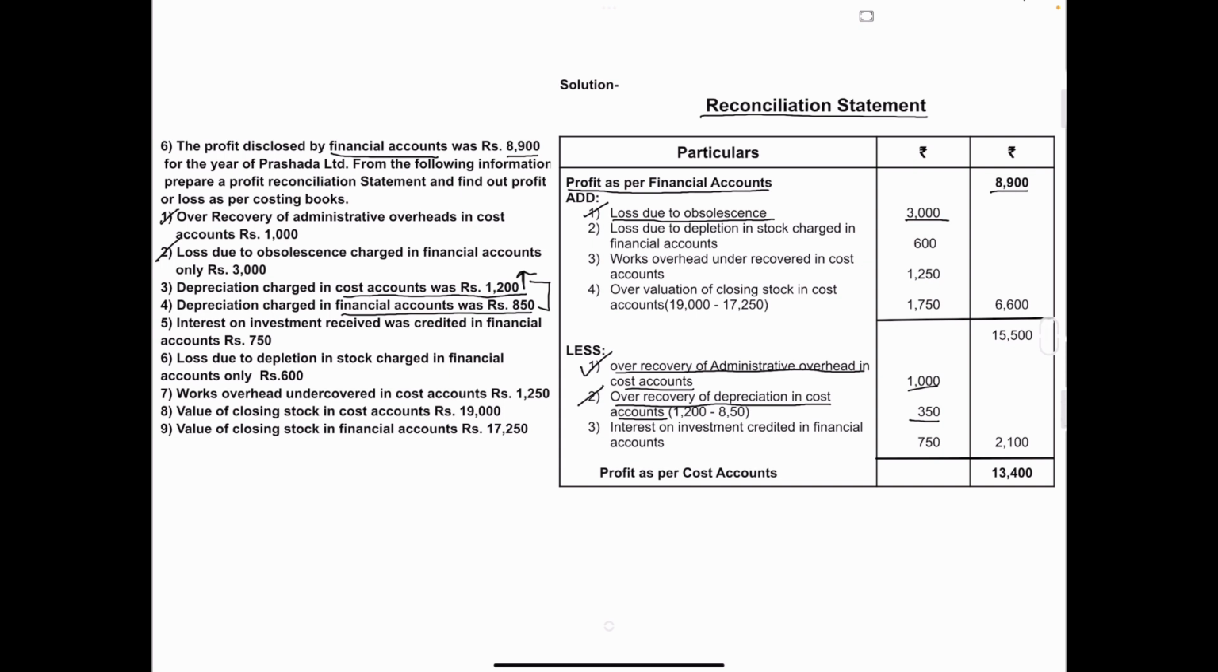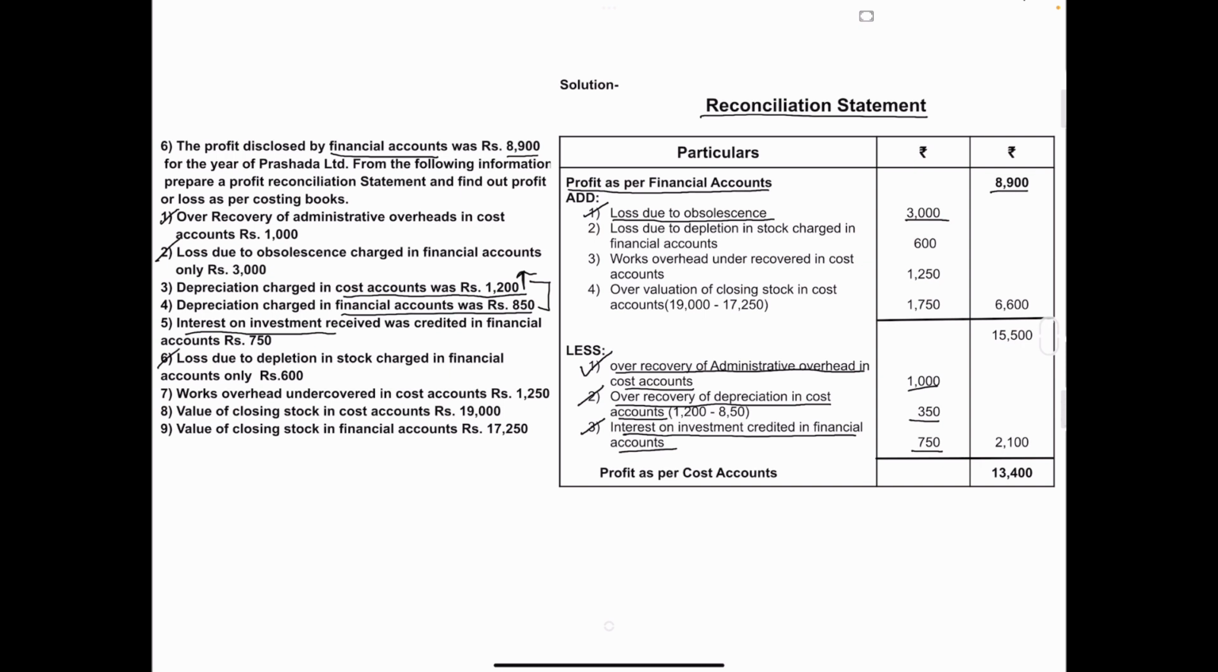Next item, interest on investment received was credited in financial accounts. Interest on investment is a pure financial income and it is to be deducted when you take profit as per financial accounts as the starting point of the reconciliation statement. So write number 3, interest on investment credited in financial accounts and the amount 750.